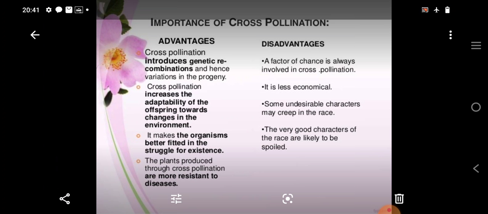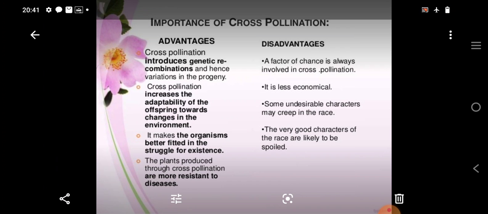If the variations are coming, then definitely the plant is changing regularly and it can adapt itself to the changing environmental conditions. Third one, it makes the organism better fitted in the struggle for existence. So all the points are common, I think. If the adaptation is coming, then if the environmental conditions are changing, it can be very easy for the plant to exist in the changing environmental condition, and it makes it fit for the struggling conditions.